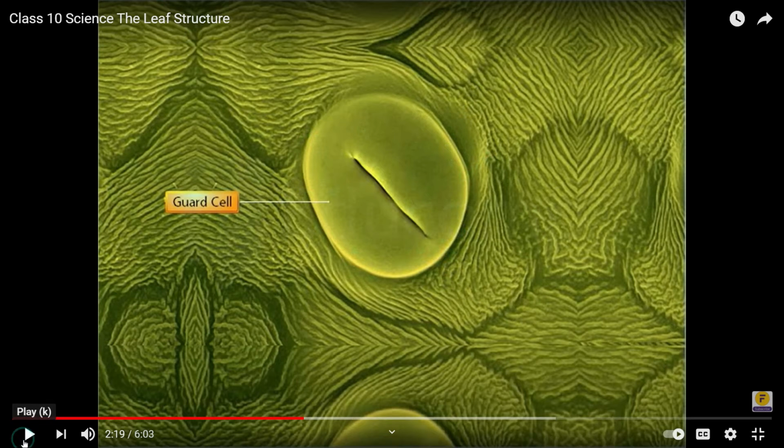So this one we already explained, how does the stoma open and close, right? Let's say during the daytime the plants do the process of photosynthesis. And you have to remember inside the guard cell there is chlorophyll. So the chlorophyll means they do the process of photosynthesis, okay? So the concentration of glucose will be higher.